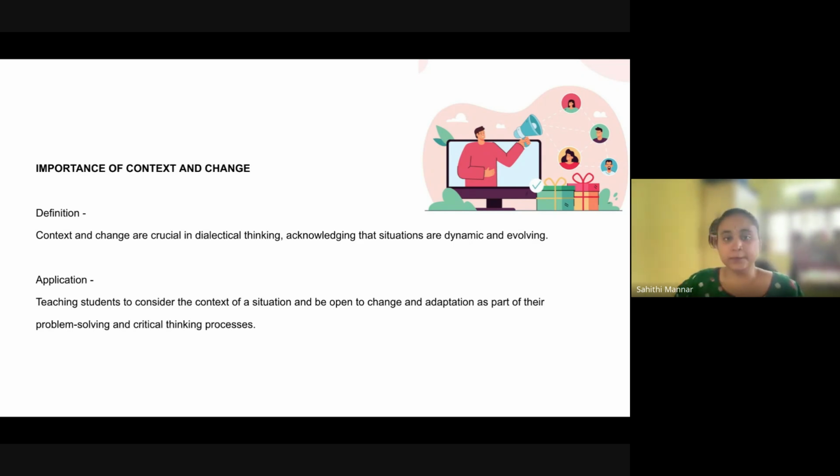For example, how do we put it from a psychological perspective, or how would this help in treating a client? Is that importance of context and change?